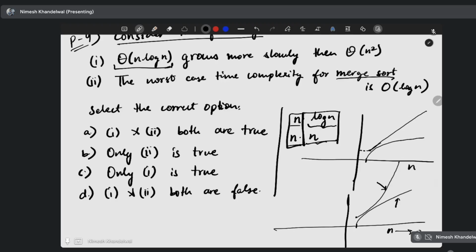Because growth rates at the start, of course these functions are not exact, but the growth rate for smaller values of n will be comparable, or it can even be lower for n squared, like let's say for n equal to 1 or n equal to 2. But for worst case, this will always be slower than this, so the first argument is correct, right? And then we need to comment on the worst case time complexity of merge sort.